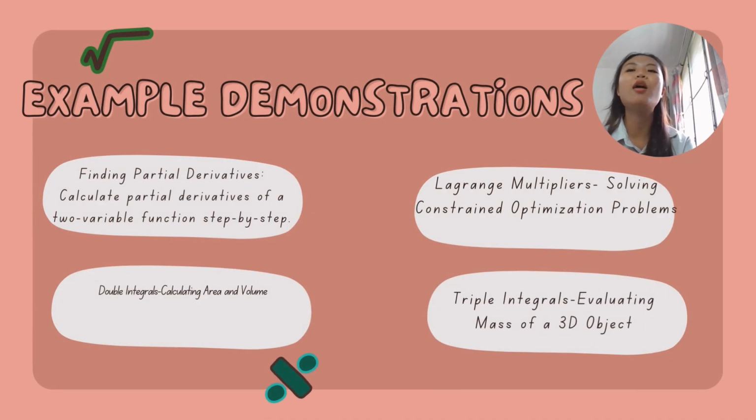The example demonstrations have four parts. The first is finding partial derivatives, calculating the partial derivative of a two-variable function step by step. The next is Lagrange multipliers solving a constrained optimization problem. And next is double integrals calculating area and volumes. And the last is triple integrals computing the average mass of a 3D object.